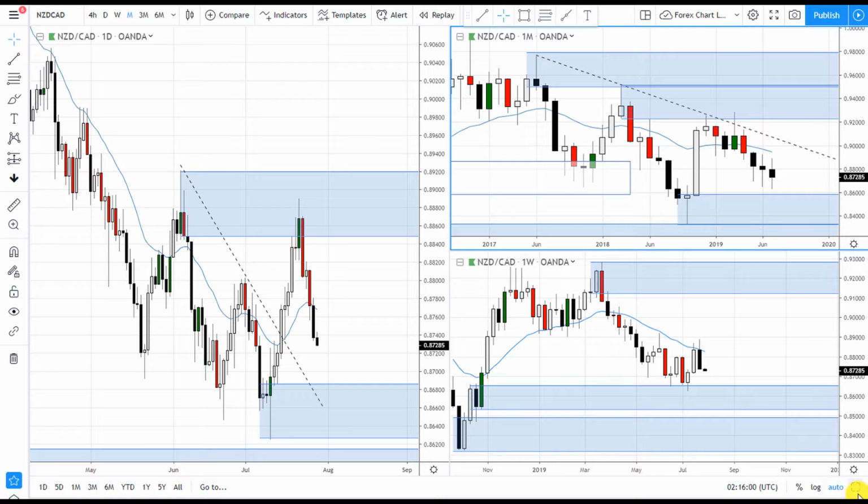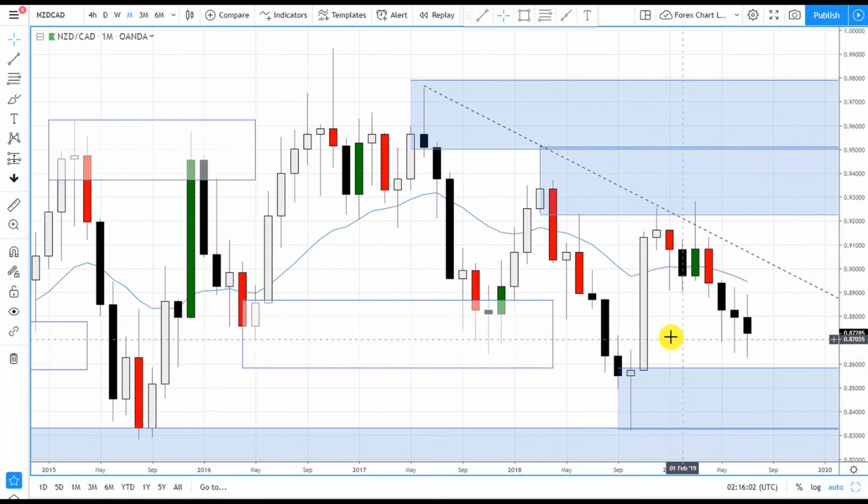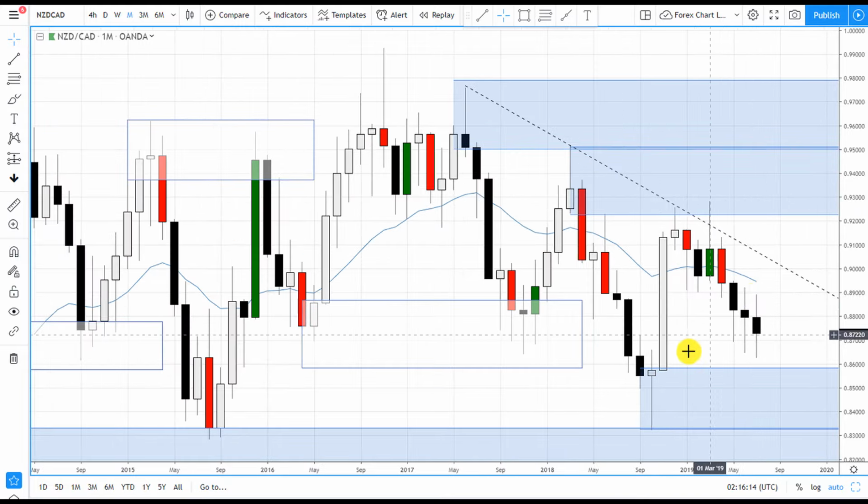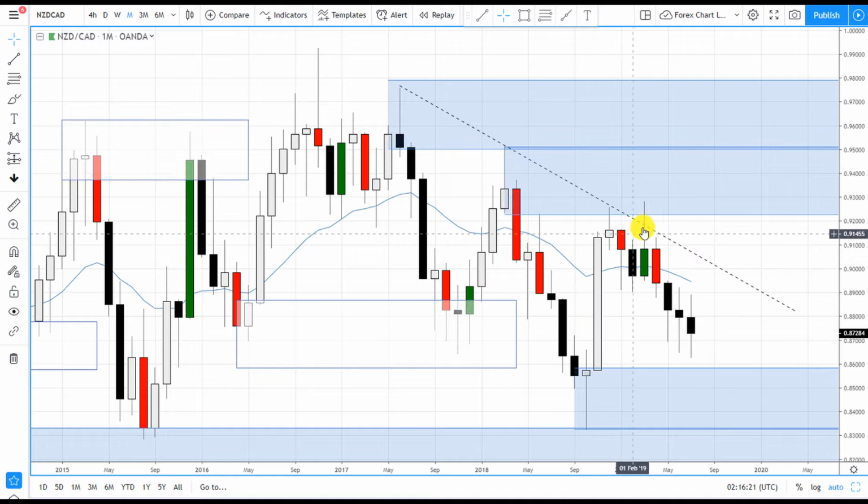On the monthly, we have a downtrend. This downtrend, also this level of supply is in control. It's been tested one time and two times, and now it's in control. It's dropping. So we have a pretty strong area of demand down here. So it looks like price is consolidating in between this.